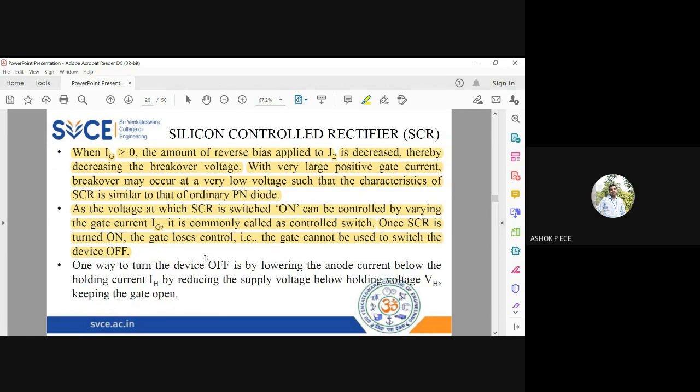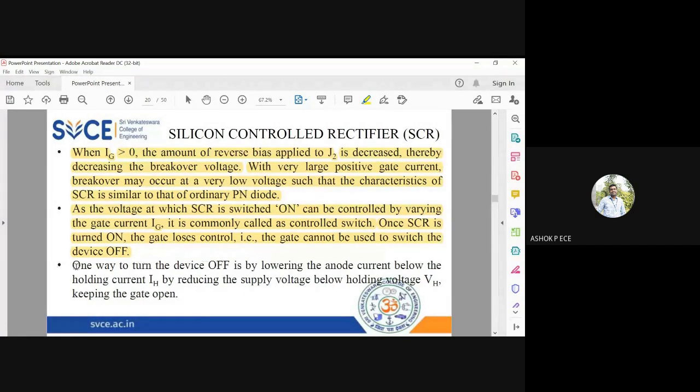If SCR is off and I want to make it on, I can use my gate voltage. If I give positive current to my gate, SCR changes from off state to on state. But once the SCR is turned on, the gate will not have any significance in controlling the device. So how do you turn off the device? You have only one method.